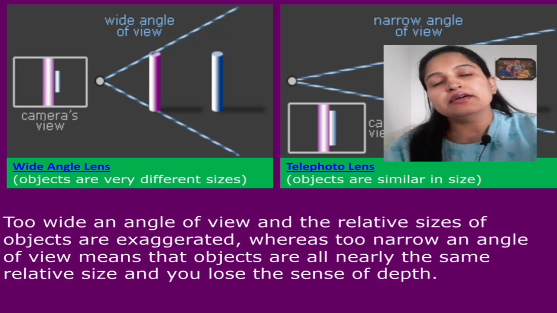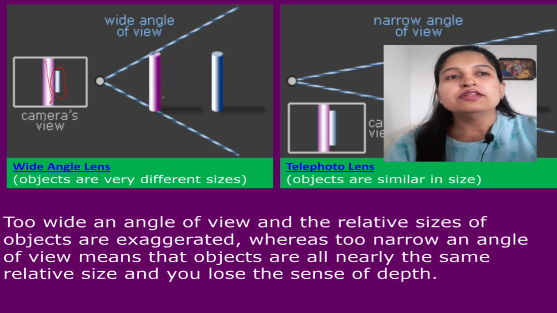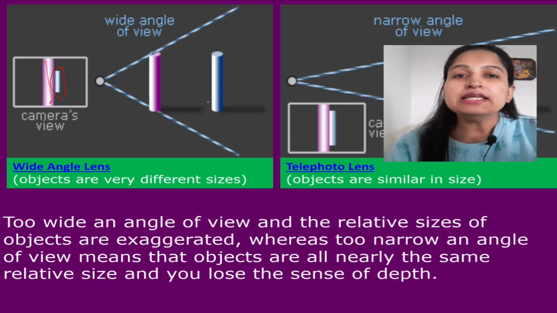Like here, in the camera you will be able to see this kind of image, the camera's view. Here you see this pink object is very much bigger than this blue object, but in reality the two objects are of nearly equal size.